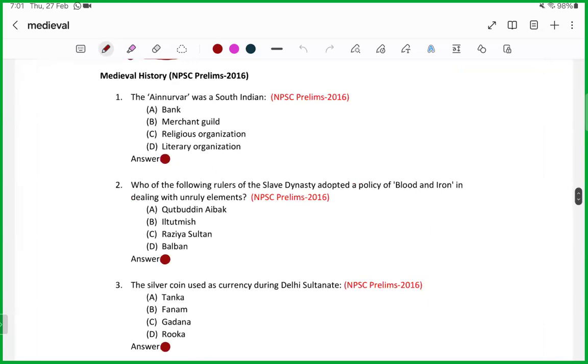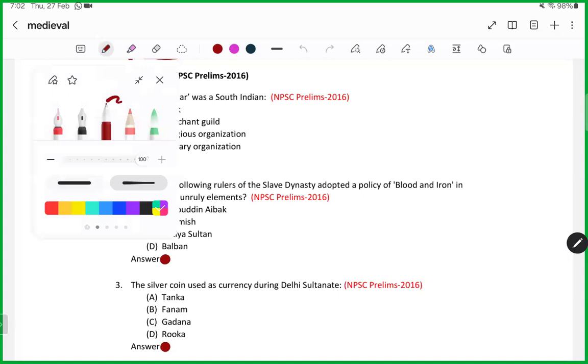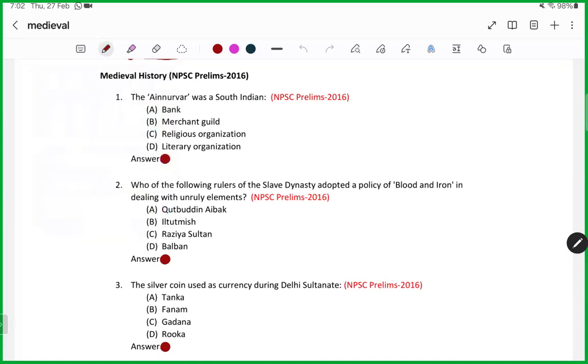Let's see. Aninuvir was a South Indian: bank, merchant guild, religious organization, or literary organization. Did we come across this Anirvar? Have we studied it already? Have we, guys? Have we or not?